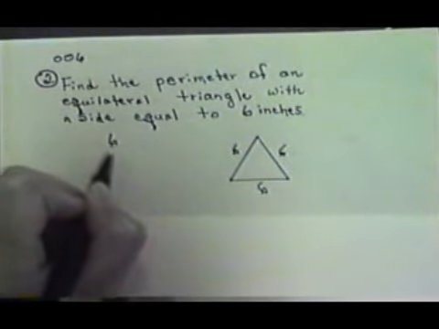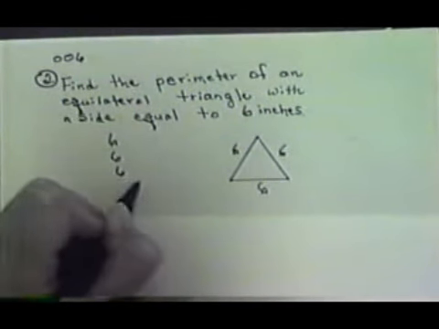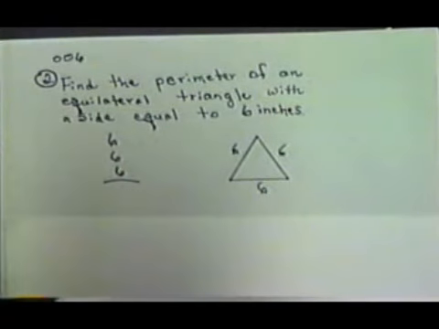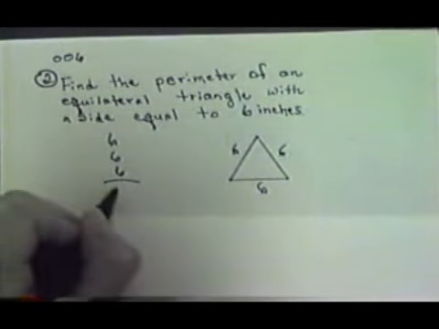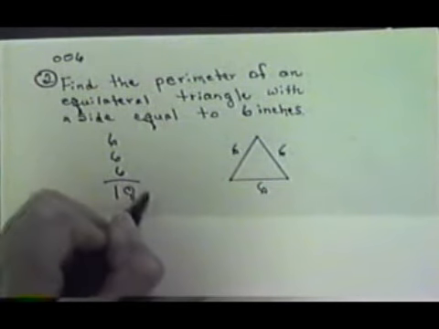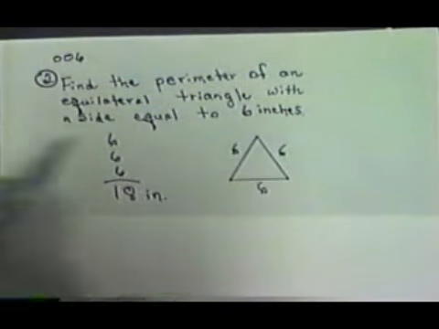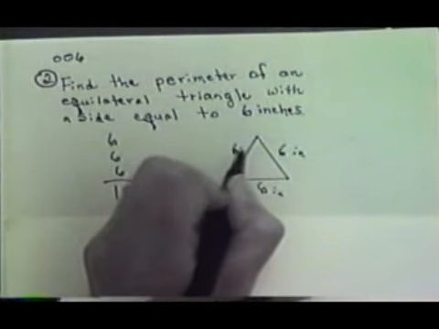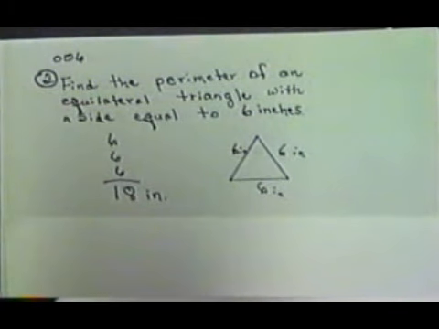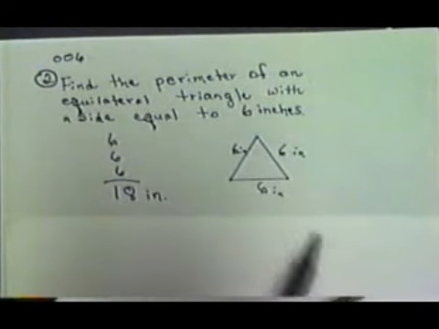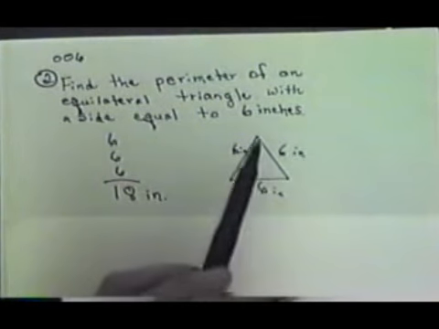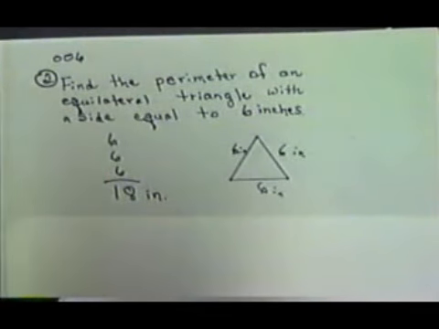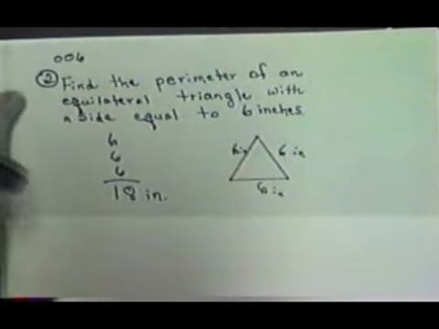So if we added those 3 together, or you could say 3 times 6, whichever you'd prefer, you'd come up with 18. And don't forget that we're dealing with inches. These are really all 6 inches. So the perimeter of that equilateral triangle would be 18 inches. So what we're saying is the distance around the outside of that triangle is 18 inches.